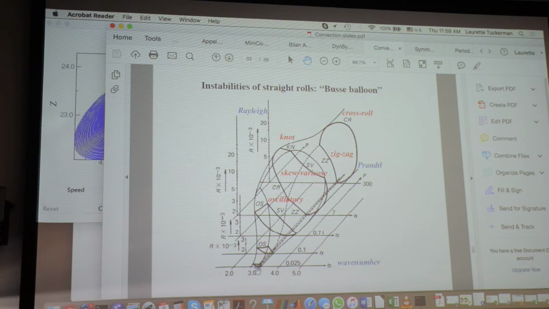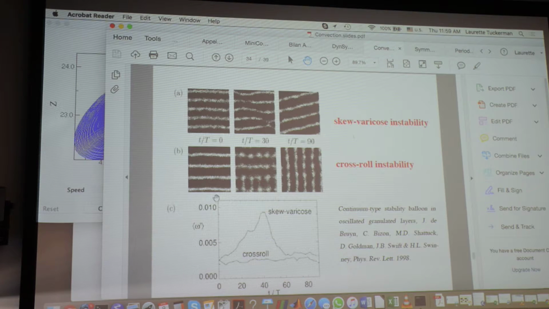They are unstable to when this describes their width roll. Is it like this or is it like this? And this is the Prandtl number and the Rayleigh number. And they become unstable to various things called cross roll, zigzag, a whole zoology of it. And let me show you some of them.